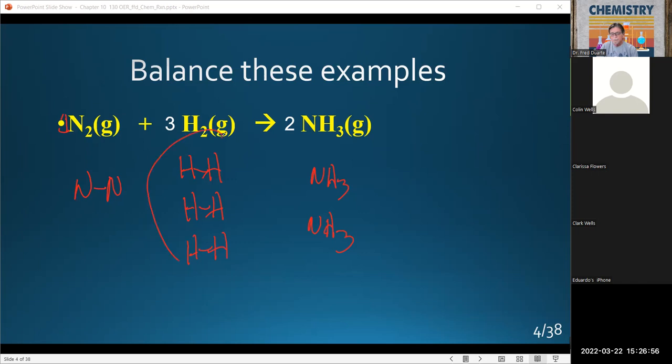So you can see I got 6 hydrogens total here and 6 over here. My nitrogens are balanced. So also check that. That's what I did. I wrote them out longhand until you become confident in just reading the equation. But in the meantime, put them out molecule-wise so you can see that everybody's balanced.